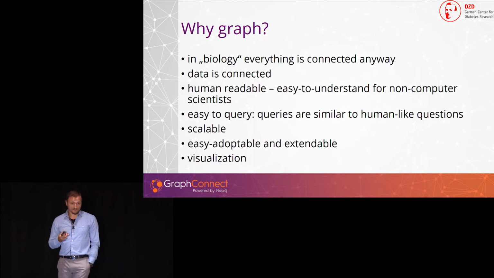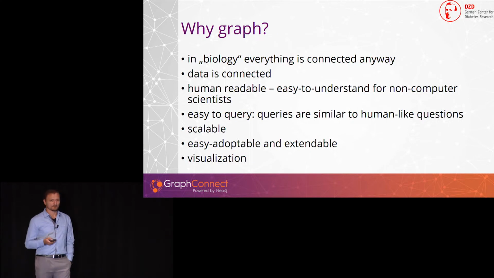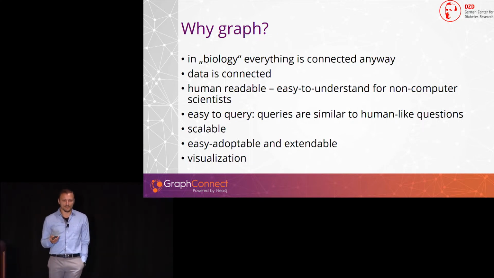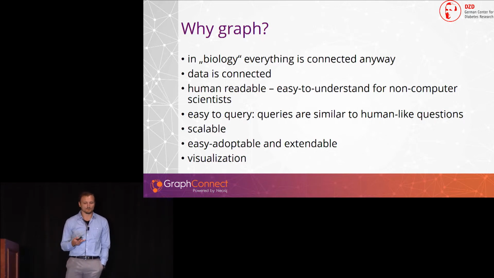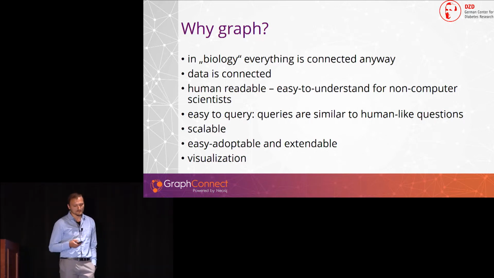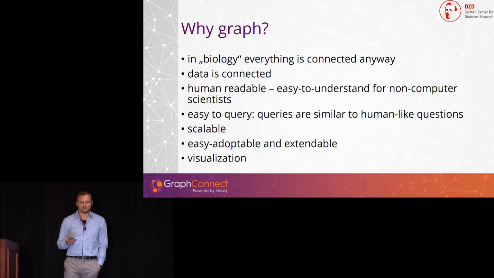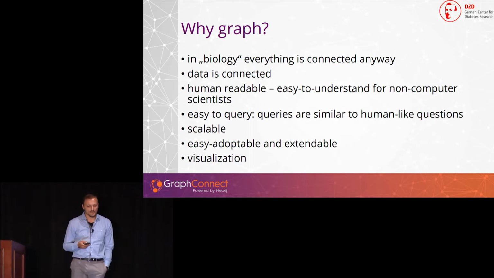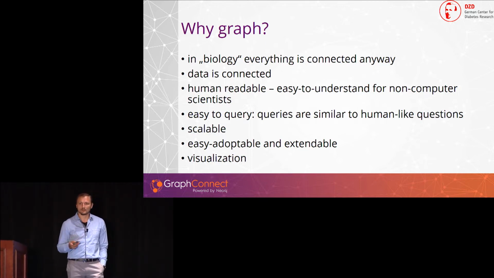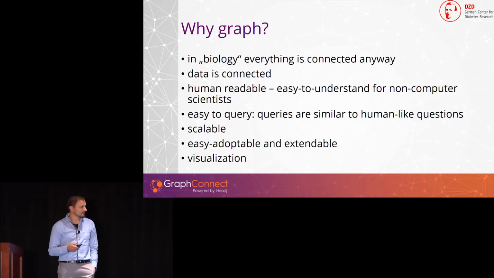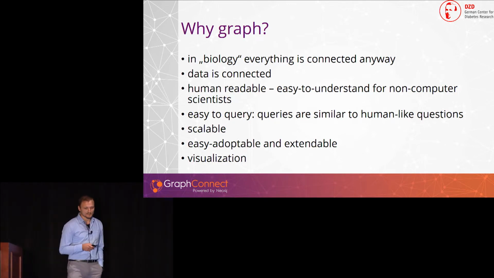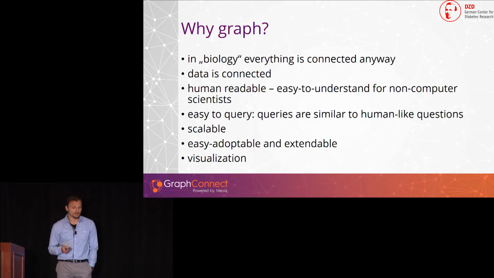Why do we do graph databases at all? Well, the first answer is biology is connected anyway. So all the data in biology is connected. Our researchers like it because it's so easy to understand. The data model is human readable, even for non-computer scientists. It's easy to query. I think it's much easier to query than normal SQL. It's scalable and adaptable. So when we have a new field, or new discipline, or a new location, we can easily adopt the graph model. We can extend it. And as I said, we have a very nice visualization. So these are the main reasons.